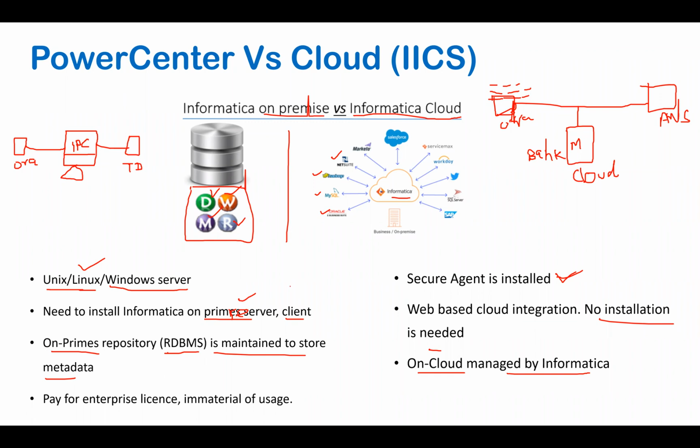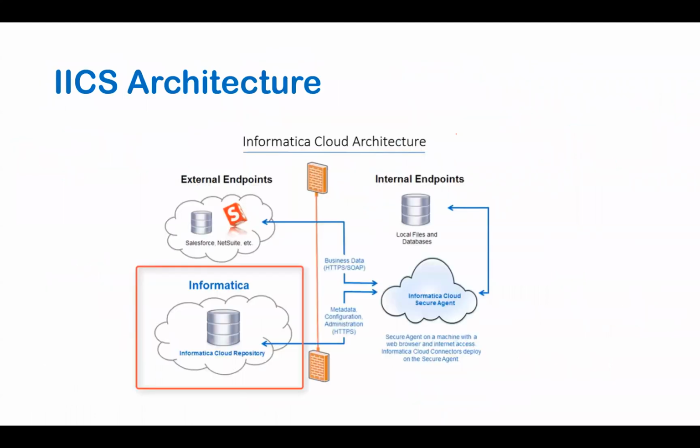Here we have to pay for the license for particular users, and you can use it irrespective of usage. But in IICS, you pay for how much you are using. That's the concept: pay for the resources we are using. That's the difference between Informatica on-premises server, that is our PowerCenter, and Informatica IICS.